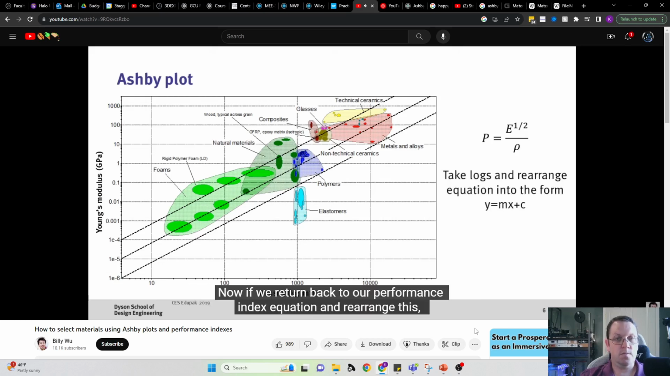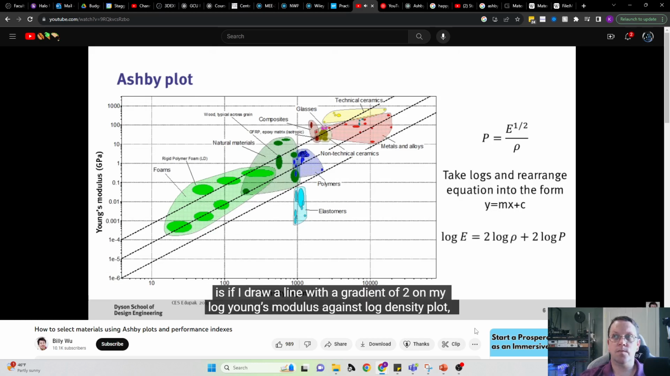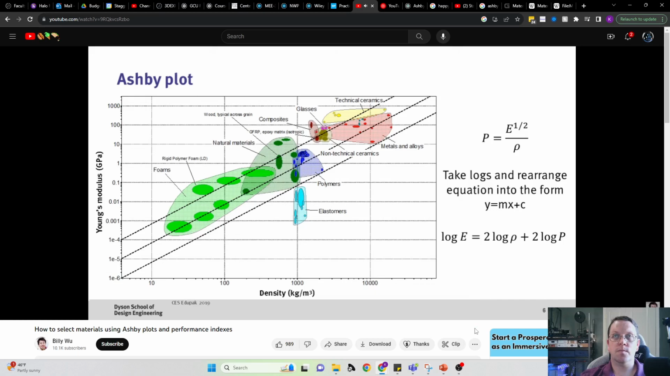Now, if we return back to our performance index equation and rearrange this, we can start to down select materials for our application. If we take logs of both sides of our performance index equation and rearrange this into the form y equals mx plus c, we get the equation below. What this tells us is, if I draw a line with a gradient of 2 on my log Young's modulus against log density plot, all the materials along the line will have the same stiffness performance index. To get materials with a superior performance index, we need to move our line up to have a higher y-intercept.